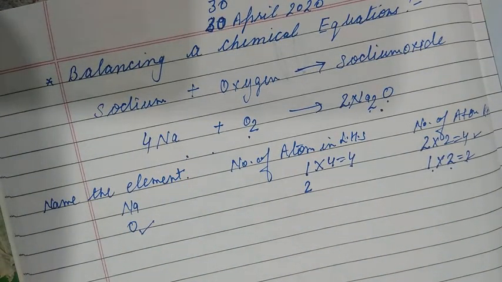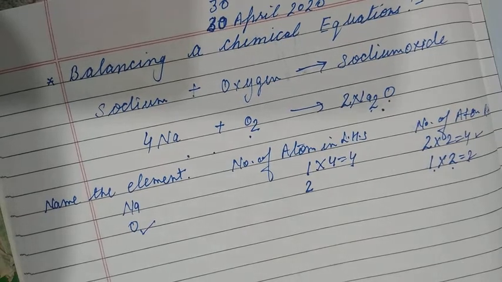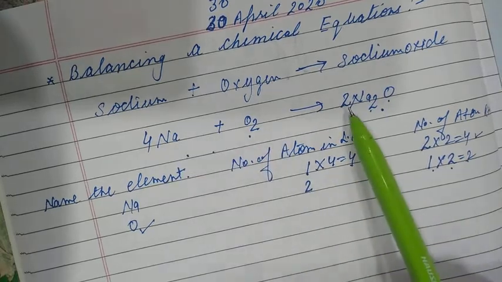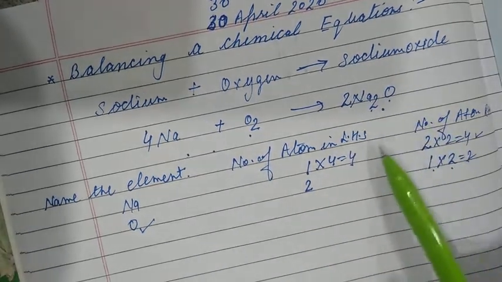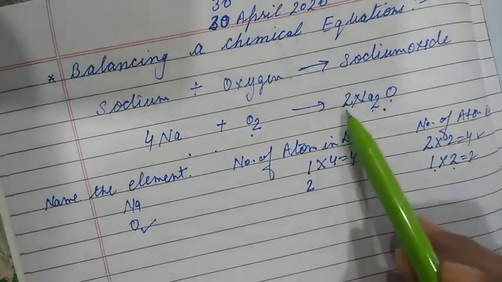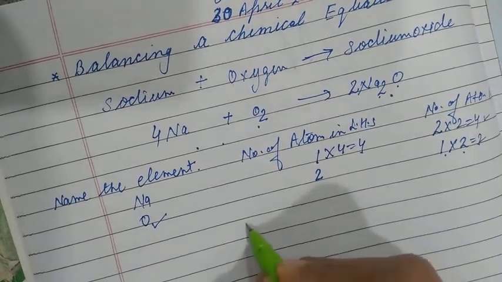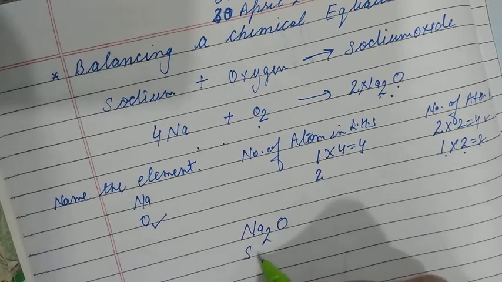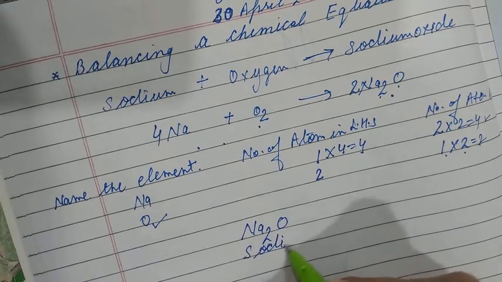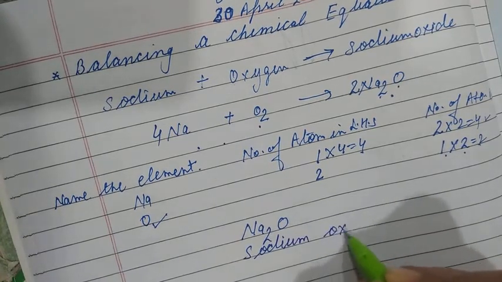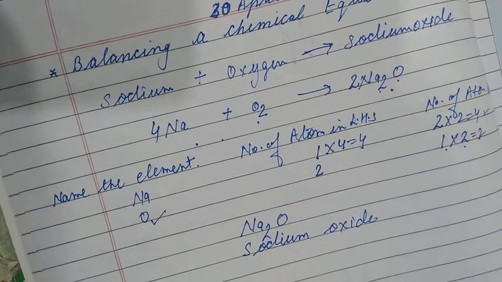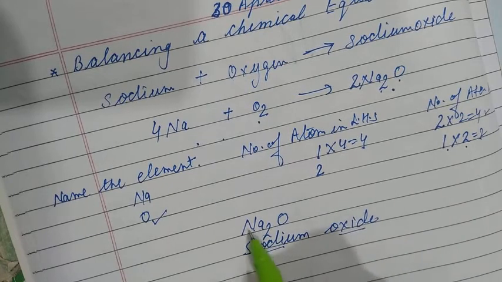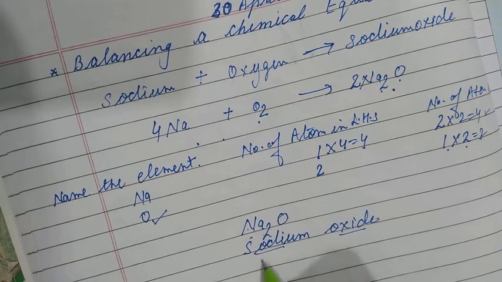Now again count. How many atoms are present on the LHS side? Sodium 4. And here 2 twos are 4. Listen, students, if you write this 2, there is sodium oxide, Na2O. This is the sodium oxide. Understand? So sodium and oxygen. How many atoms of sodium? 2, Na2, only 2 atoms.